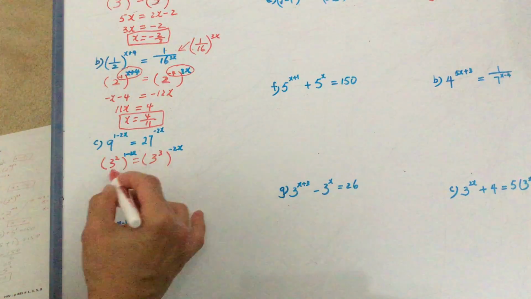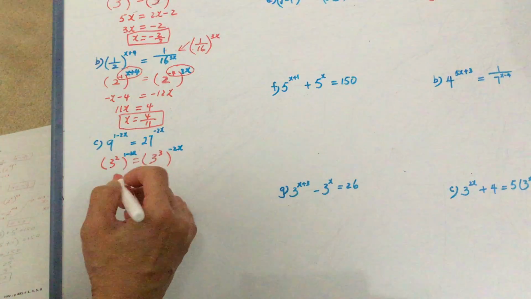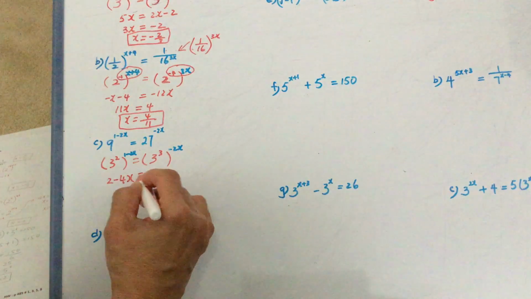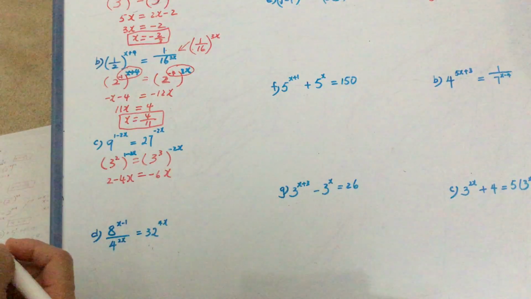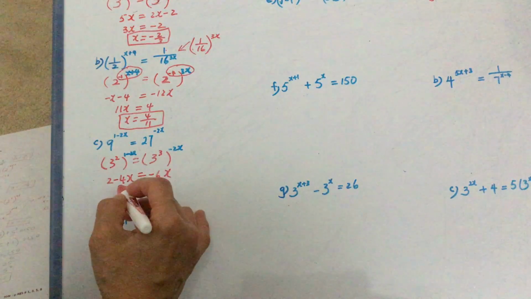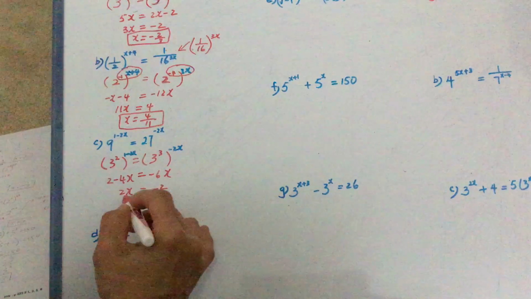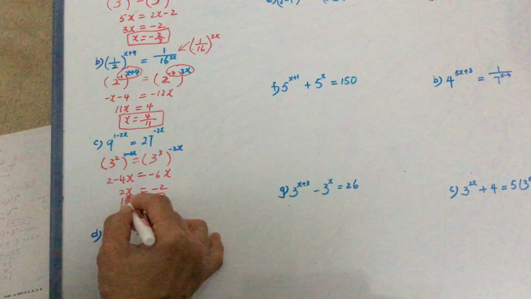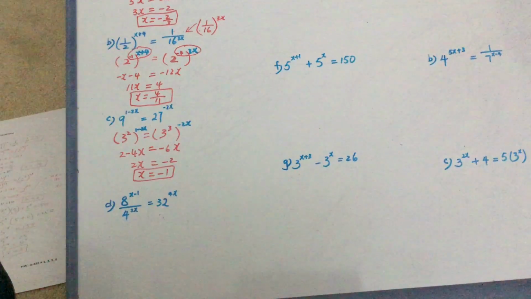Now once we have the same base, I can distribute these exponents into the 1 minus 2x. That will give me 2 minus 4x must be equal to negative 6x. When you rearrange everything, that will be 2x equal to minus 2, and so x must be equal to minus 1 for part C. Done. And the next one, D.